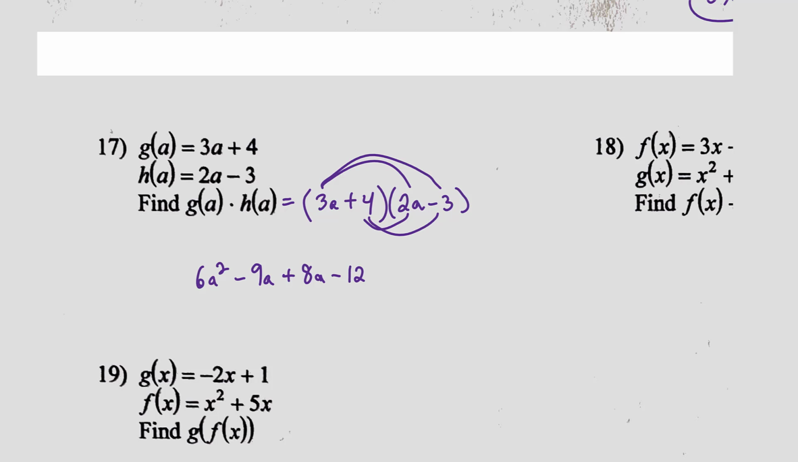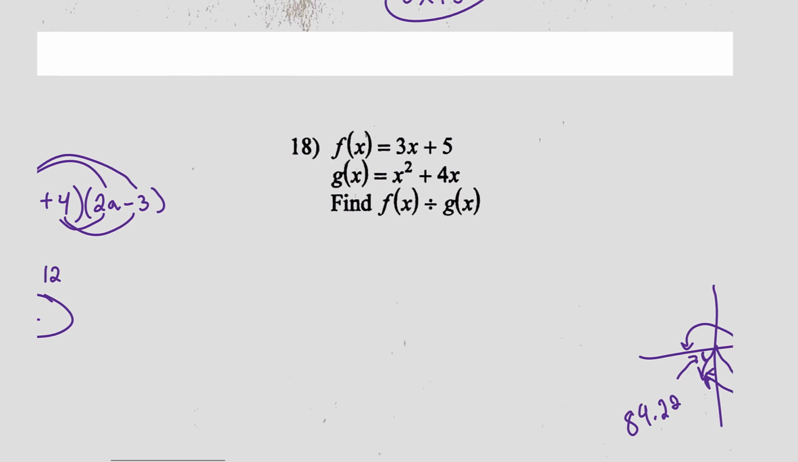And then the middle terms often end up being like terms. -9a plus 8a add together to get -1a. So this would be 6a squared minus a minus 12. Nice. This can be confusing to think about, but then the math, once you figure it out, is easier.